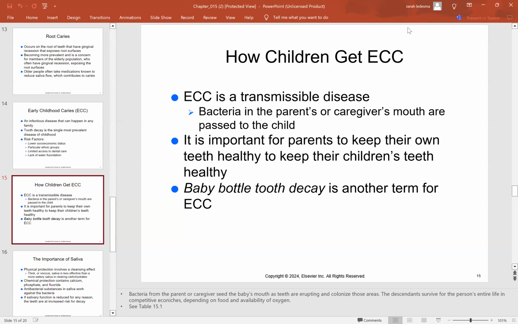ECC is transmissible, and it's a bacteria that the parent or the caregiver would have and then pass on to the child. So it's important for parents to keep their own teeth healthy in order to keep their children's teeth healthy. Baby bottle tooth decay is another term for ECC.